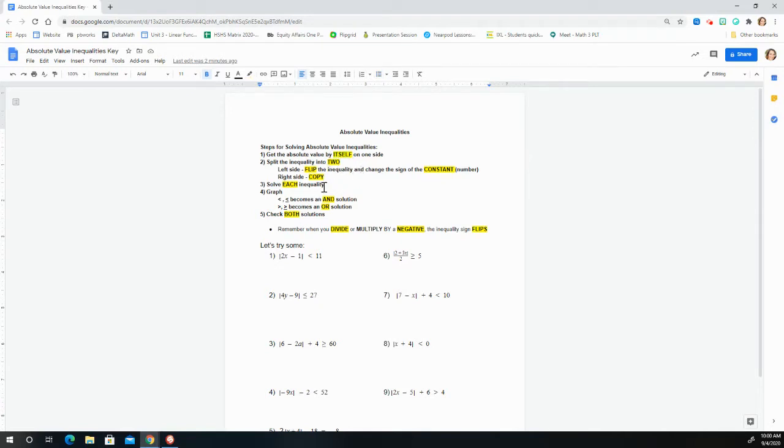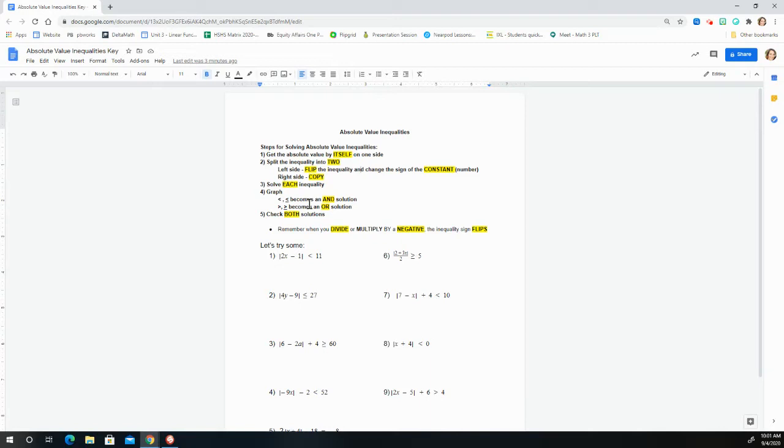Step 1, get the absolute value by itself on one side. Step 2, split the inequality into two. On the left side, we're going to flip the inequality and change the sign of the constant, which is just the number on the right side after the inequality symbol. Our right side inequality, we're just going to copy down, but without the absolute value signs. Step 3, solve each inequality. Step 4, we're going to graph.